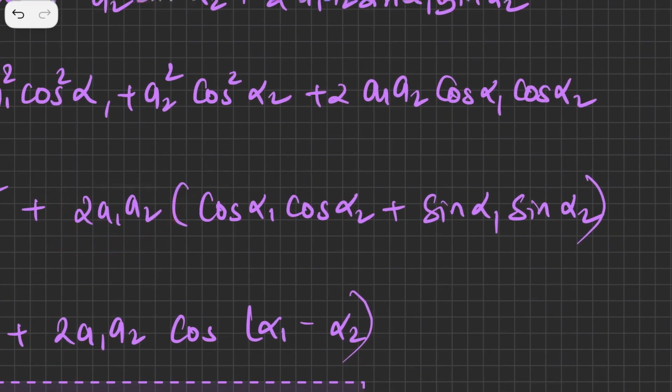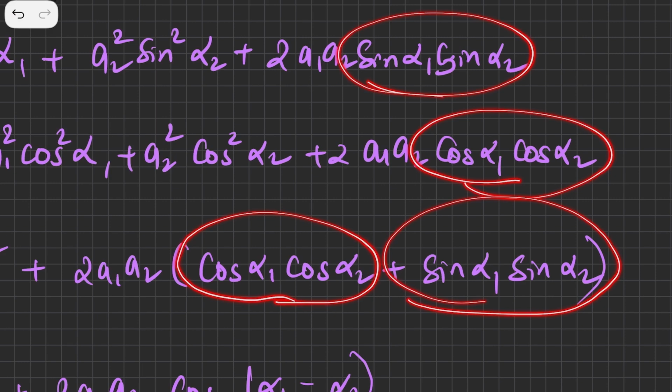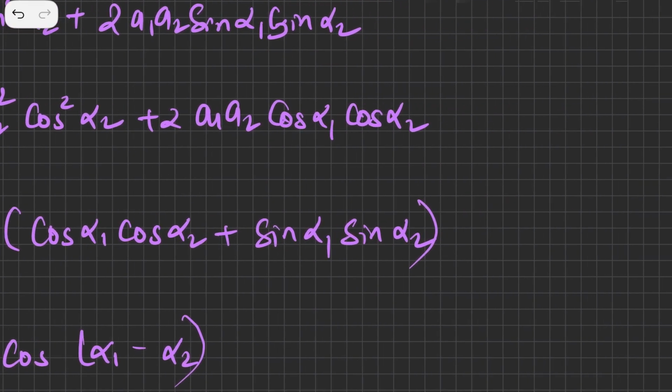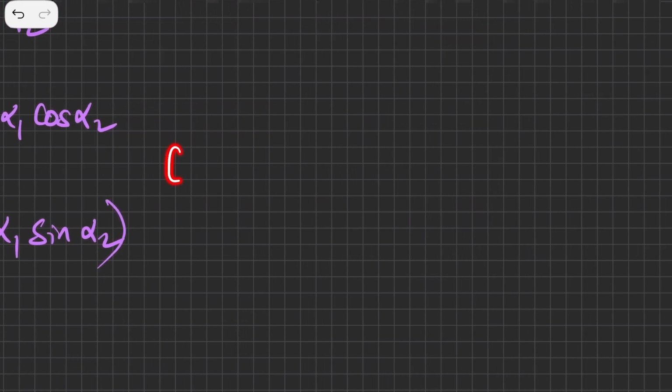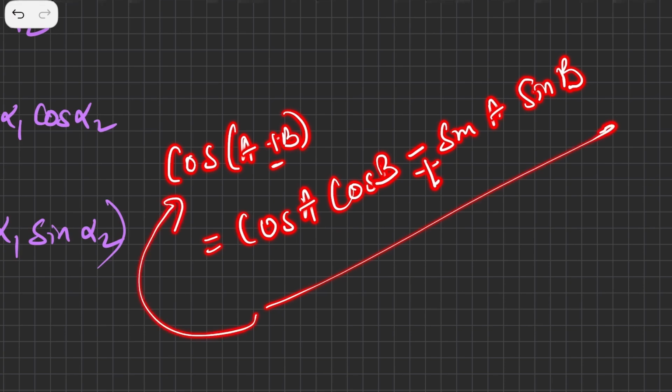Now cos alpha 1 cos alpha 2 I am writing purposefully in the beginning, and sine alpha 1 plus sine alpha 2 I am writing purposefully in the latter part. The reason is that there is a formula for cos A plus B, which says cos A cos B minus sin A sin B, and if there is a minus over here, there will be a plus over here. So if I have this equation, I can always rewrite it to this.